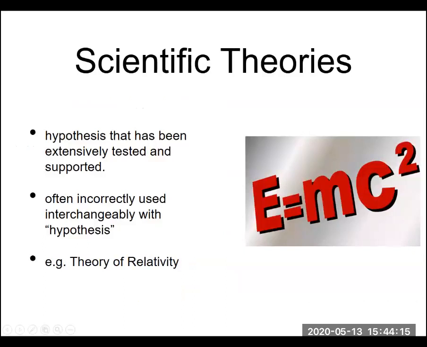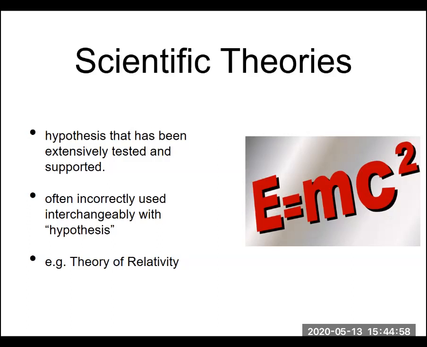So when we talk about science, you're often going to hear about scientific laws and scientific theories. Those terms are many times used interchangeably with one another, but they're not exactly the same. A scientific theory is a hypothesis that's been extensively tested and supported. Because of that, scientific theories are often incorrectly used interchangeably with hypothesis. But a hypothesis is a starting point. If the hypothesis has been tested over and over and over again and holds true, then you can say it's probably a really good hypothesis, and we can call it a scientific theory.